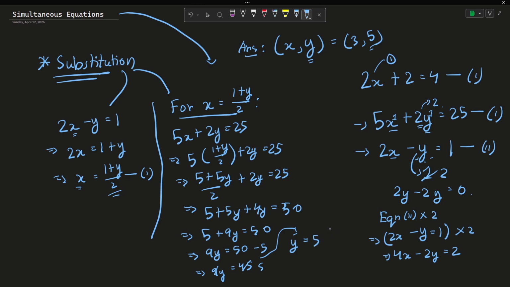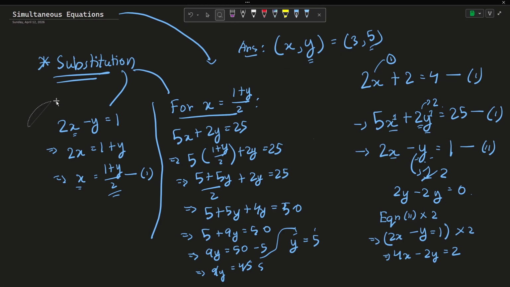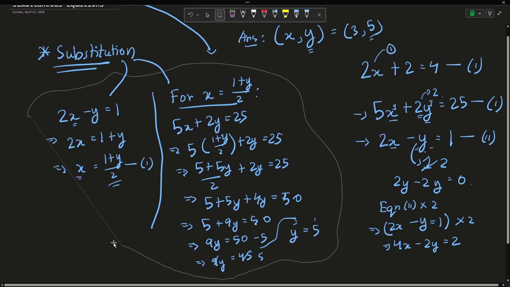As you can see, the value of y using substitution and the value of y that I found using elimination are the same. That proves that our answer is correct. And this proves that you can use any of the methods, based on your preference, to solve a set of linear simultaneous equations.